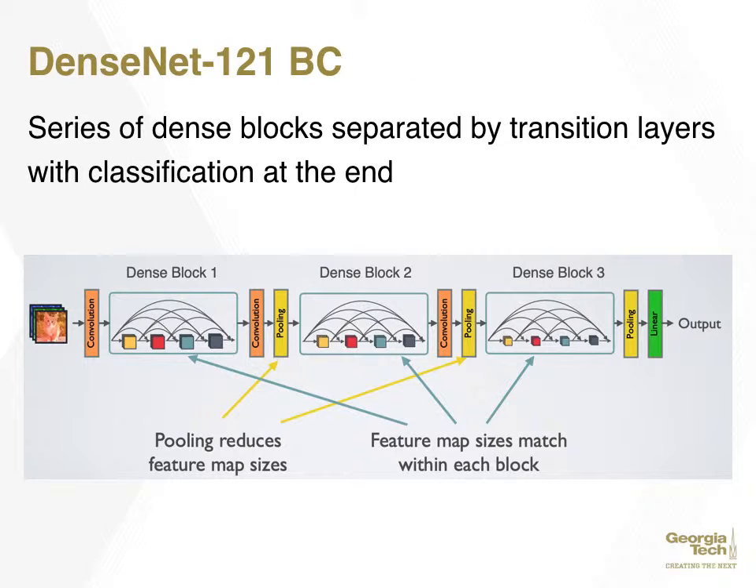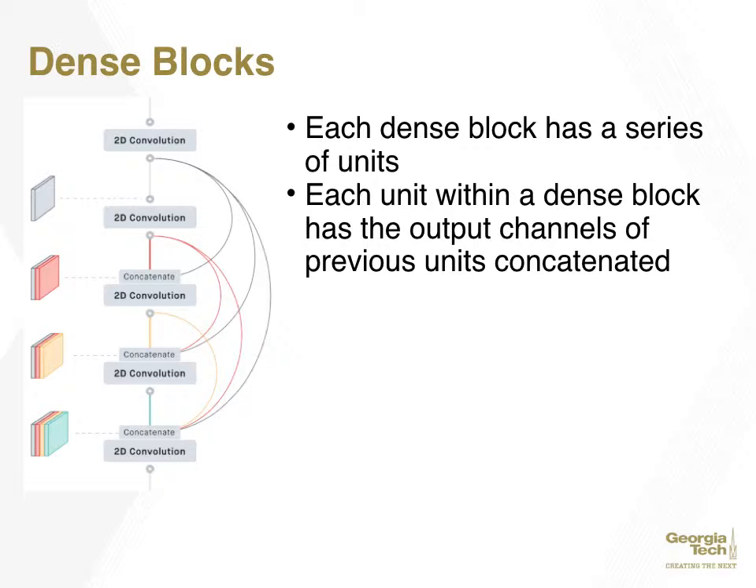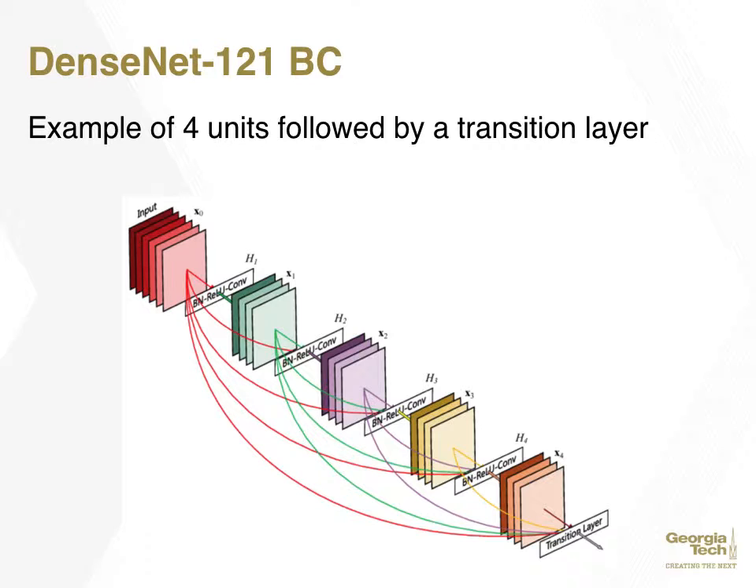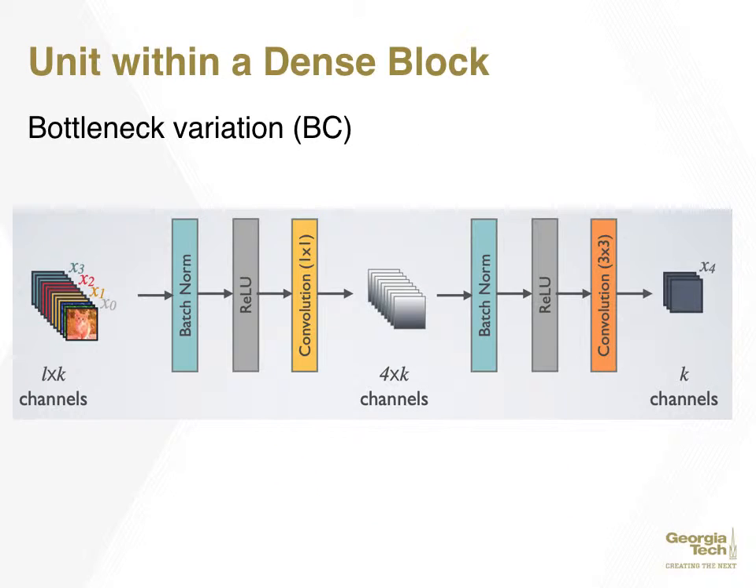The DenseNet architecture consists of a series of dense blocks separated by transition layers with classification at the end. Each dense block has a series of units, and each unit within a dense block has the output channels of previous units concatenated. Here's an example of a dense block containing 4 units followed by a transition layer.